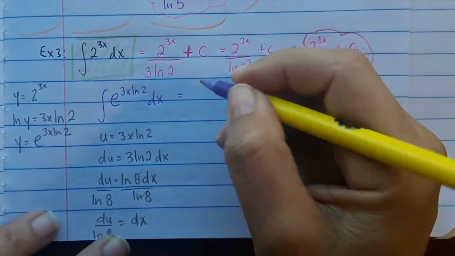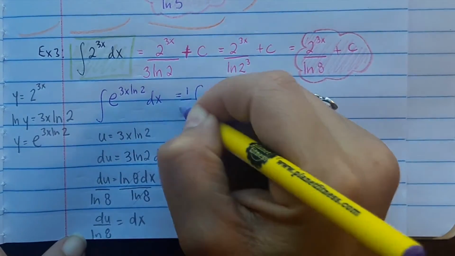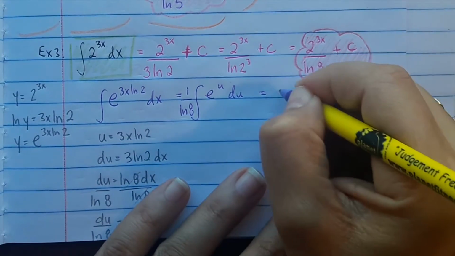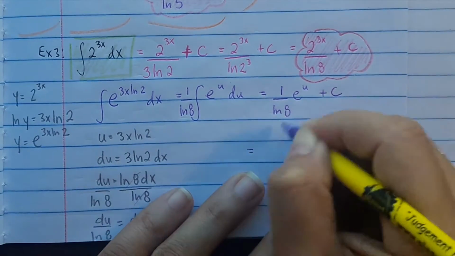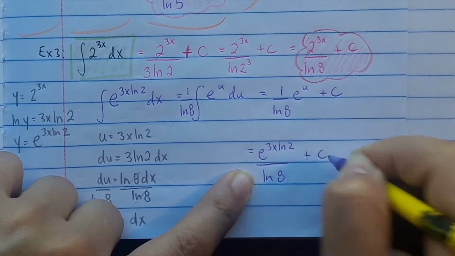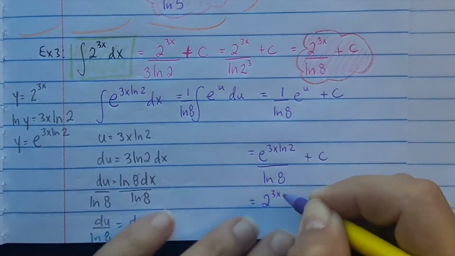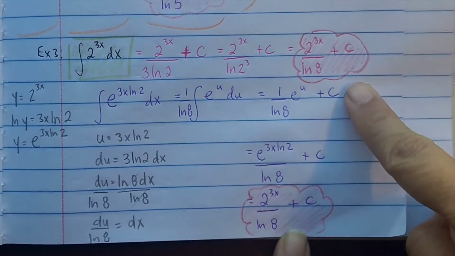So now we substitute. So it's going to be e to the u, and then outside is going to be 1 over ln 8 du. Take the integral, it still remains e to the u, so we're going to have e to the u over ln 8 plus c, and then return the u, so that's going to be e to the 3x log of 2 over ln of 8 plus c, and remember that's equal to the original, which was 2 to the 3x over ln 8 plus c. And you can see that both of those answers are the same thing.